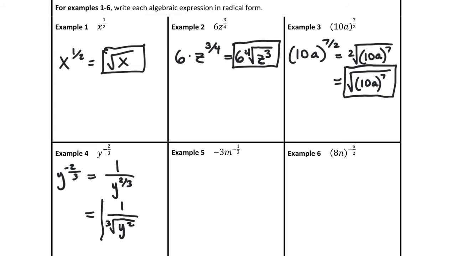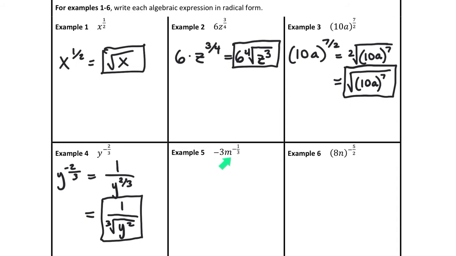Actually, let me rewrite that again. Okay, so again, we have a negative exponent, so we're using the rules of negative exponents from last class and moving it to the bottom. Then we're rewriting this fraction exponent into radical form, because the instructions say write each algebraic expression in radical form. So radical form is having this root symbol. This is a radical.